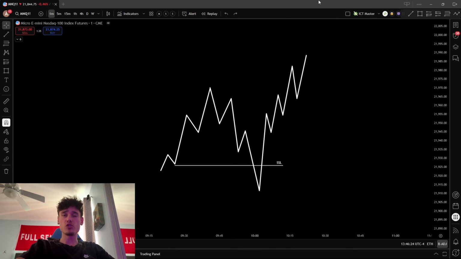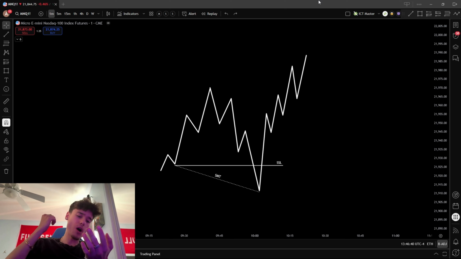First thing you want to do is draw out your sell side liquidity. That's when your liquidity gets swept from hitting a low. Now we draw an SMT. These are the two things: sell side liquidity, or it could be buy side liquidity, paired with an SMT. The second you see this, you know automatically that you're going to be going back into your zone.